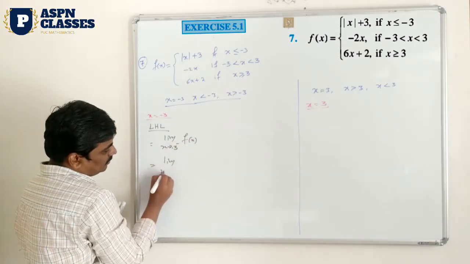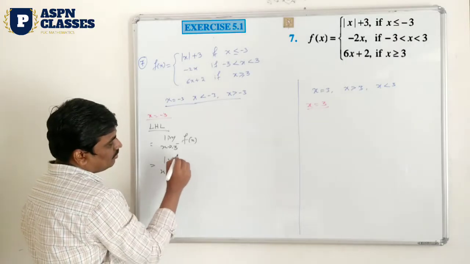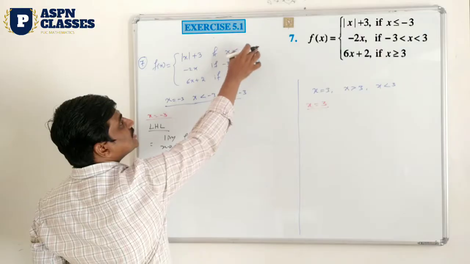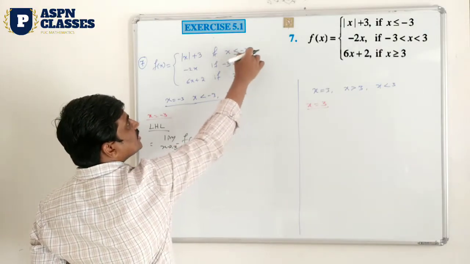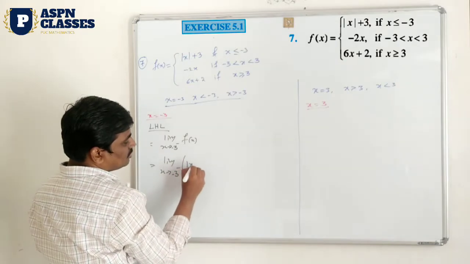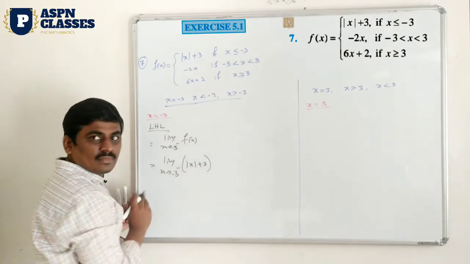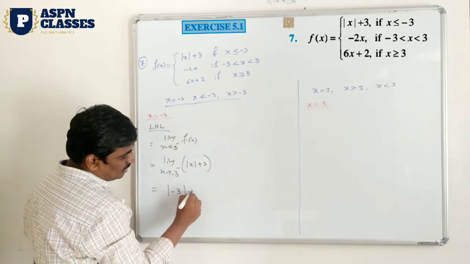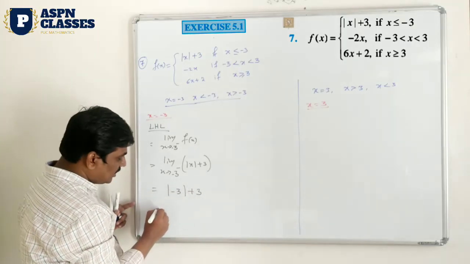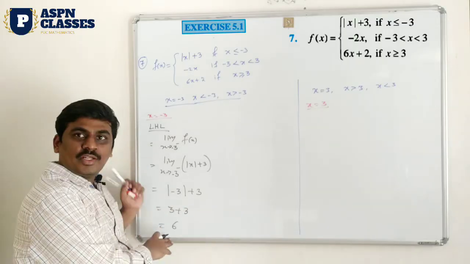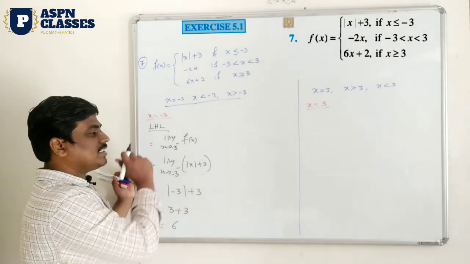Next, the limit as x tends to minus 3. What is the left hand limit at minus 3? For the left hand limit, x is less than minus 3, so this is your function: modulus of x plus 3. Now fill in minus 3: modulus of minus 3 plus 3. Modulus of minus 3 is 3, so 3 plus 3 gives 6. This is your LHL answer.